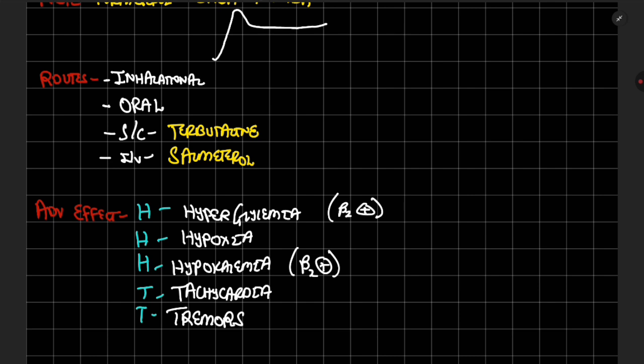Adverse effects are HHHTT. Hyperglycemia due to beta 2 on liver. Then hypokalemia due to beta 2 on muscles, which increases the movement of potassium into the muscles. We have hypoxia due to ventilation perfusion mismatch. We have tachycardia because some beta 2 receptors are present on the heart, majorly beta 1. Then we have tremors, because beta 2 is present on skeletal muscle. So this was all about the beta 2 agonist.